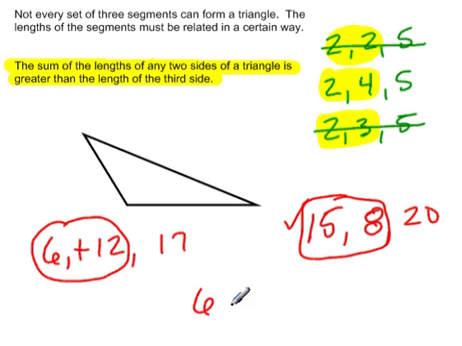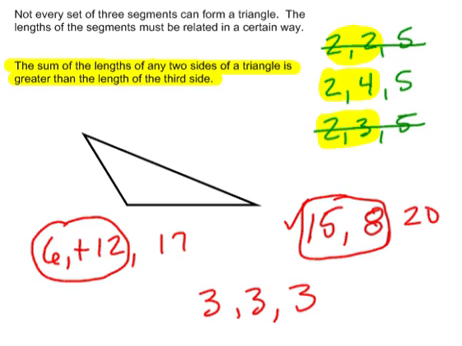What about 3, 3, and 3? It's an equilateral triangle, right? Indeed it is, because all sides are the same. 3 plus 3 is greater than 3 itself. So the sum of the lengths of any 2 sides of a triangle is greater than the length of the third. Always, always, always. I can always form a triangle when the 2 sides are greater than that third side.